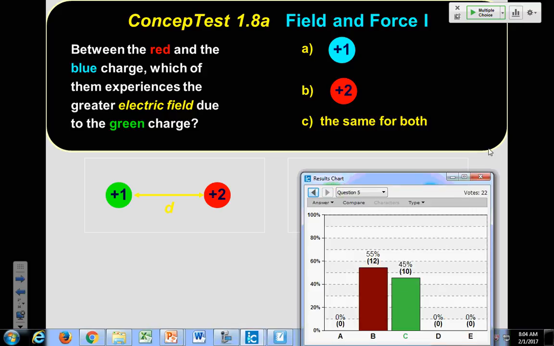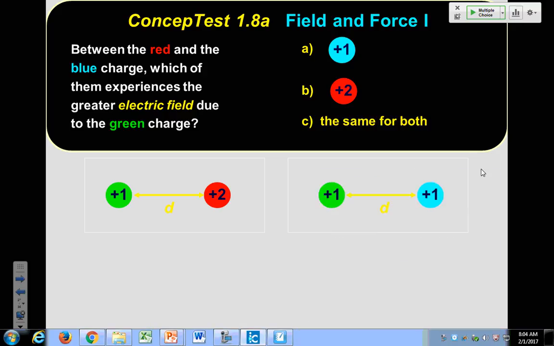All right, C is the right answer. Now, you need 2 charges for a force, okay? Because you got the K, QQ over R squared. You got to have 2 charges for a force. But for a field, you only need 1 charge. So there is an electric field at this point due to the green charge. And that electric field is at that point whether this charge is here or not. Similarly, there's an electric field at this point. Whether this charge is here or not, that same electric field is there. So there is an electric field here due to the green charge. It's unaffected, or it's not dependent upon the blue or the red charge.